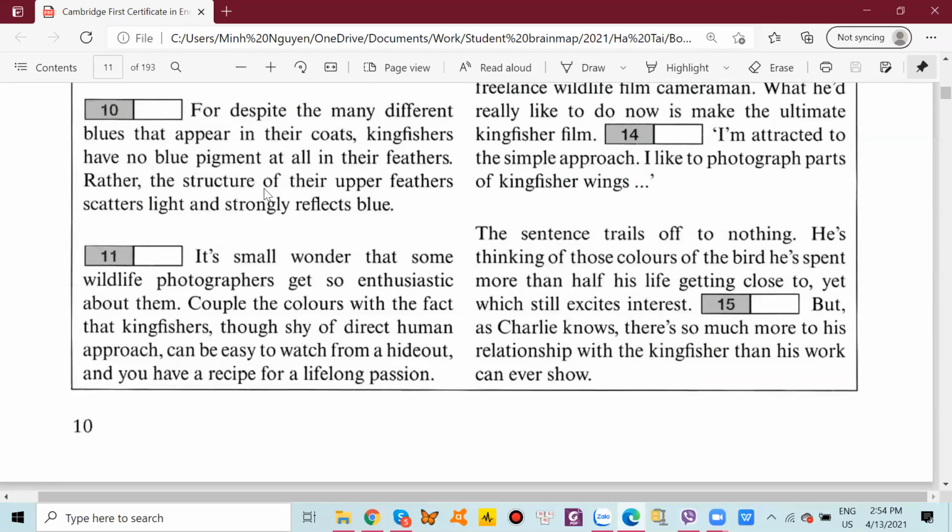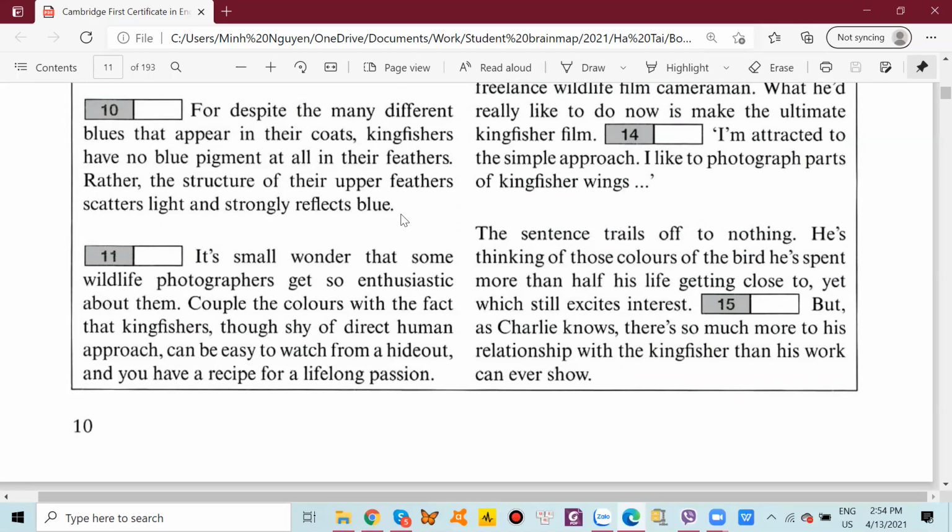Despite the many different blues that appear in their coats, kingfishers have no blue pigment at all in their feathers. Rather, the structure of their upper feathers scatters light and strongly reflects blue.